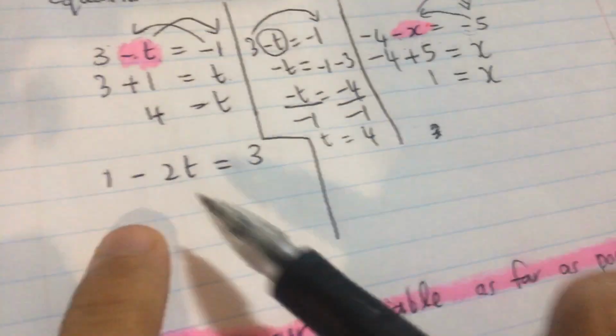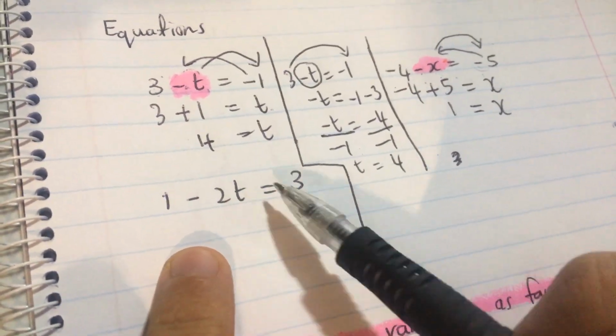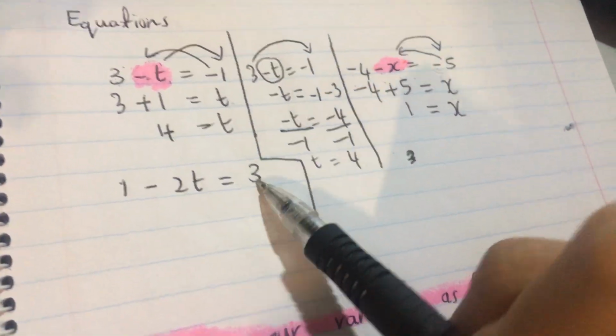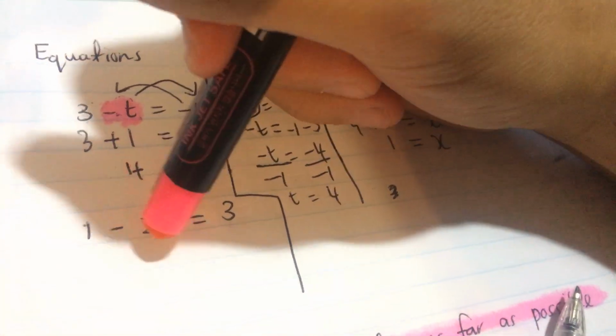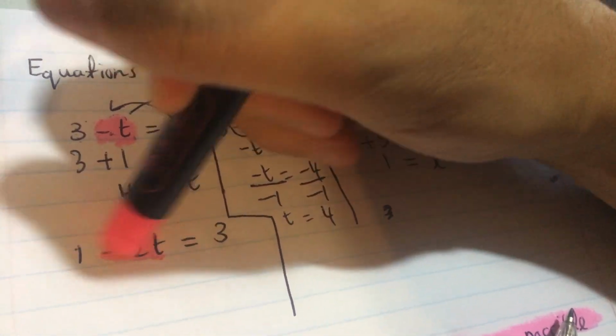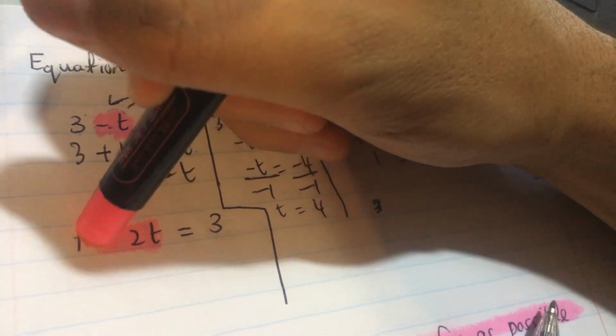Look here. Now I've got 1 minus 2t equals 3. What am I solving for? I'm solving for the variable. Where's the variable? Here's the variable here. Remember, the sign is always married to it.